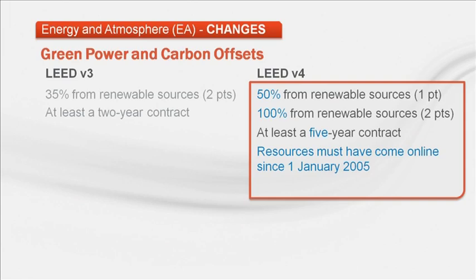But the requirements of V4 are more stringent. The levels of purchase are 50% for 1 point and 100% for 2 points. In addition, the qualified resources must have come online since January 1st, 2005, and a contract for at least 5 years must be in force.